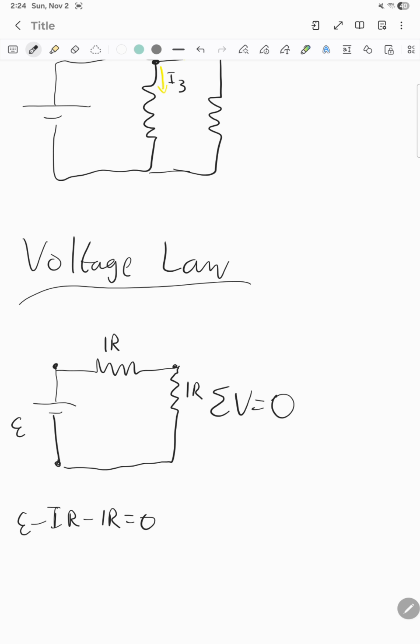Why? Because you add these up, but this is actually negative. You're supposed to add these up, but because these are negative, this is minus IR. Don't forget, V is equal to IR according to Ohm's law. All right, and so this could help you to find the current in a specific sort of circuit.